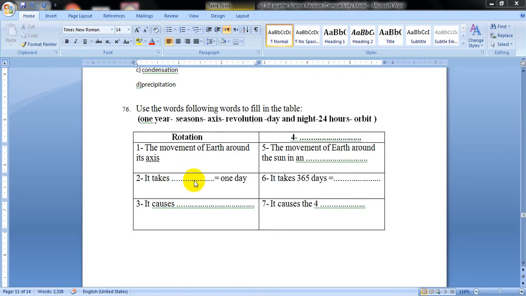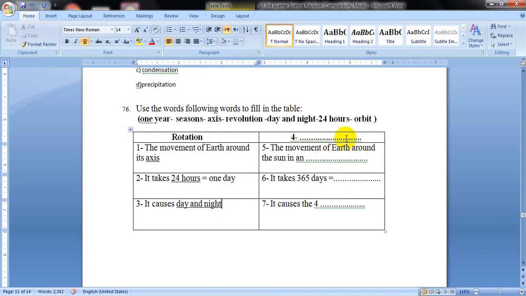And this rotation takes 1 day, which equals, as we said, 24 hours. And this rotation causes day and night. Let's move to the other side of the table.